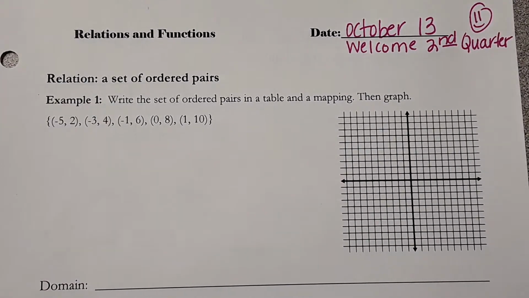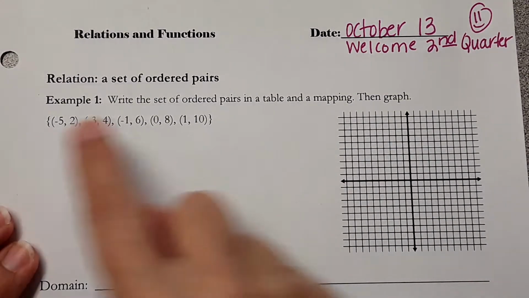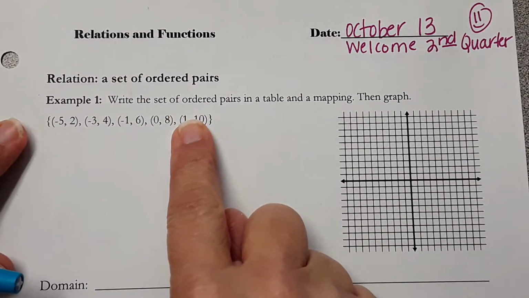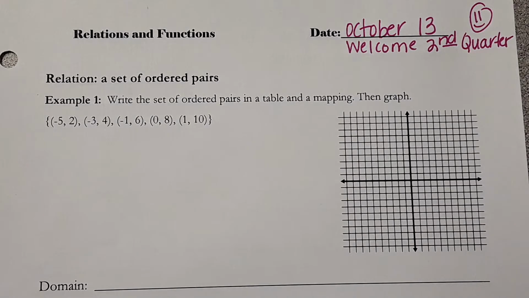So, a relation is a set of ordered pairs. Anytime you see a set of ordered pairs, it's a relation. See how it has the brackets around it? All of these are called a relation. With the relation, we can make a table and we can make a graph.